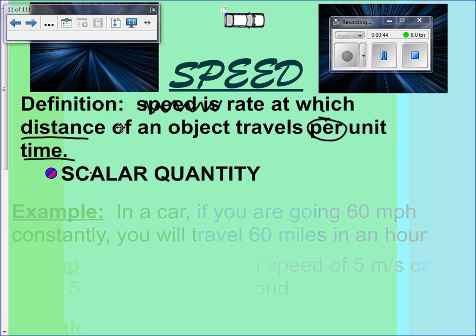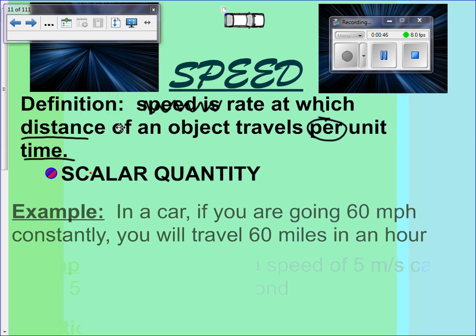And you can see in the first example here that you encounter speed every day when your parents drive you to school, or whoever drives you to school. So in a car, if you're going 60 miles per hour constantly, you will travel 60 miles in an hour. So 60 miles per hour is a speed that you're going. 60 miles is a distance, and an hour is the unit of time we're using.